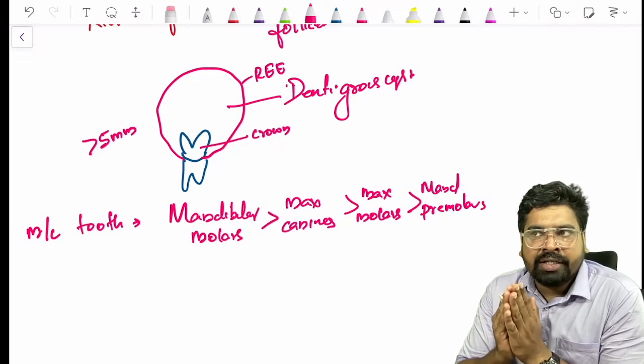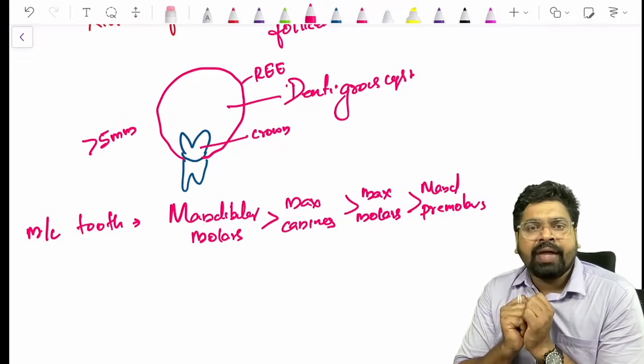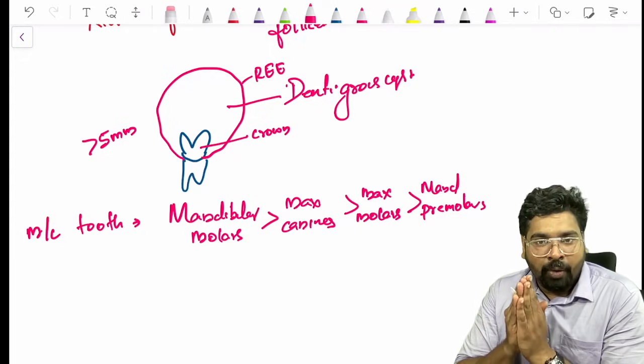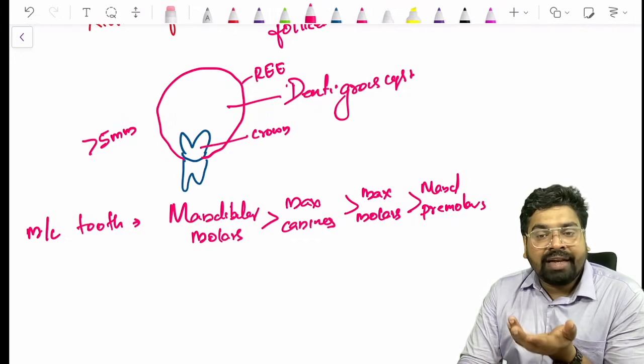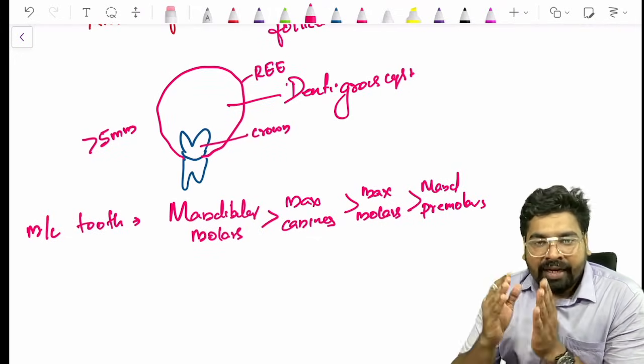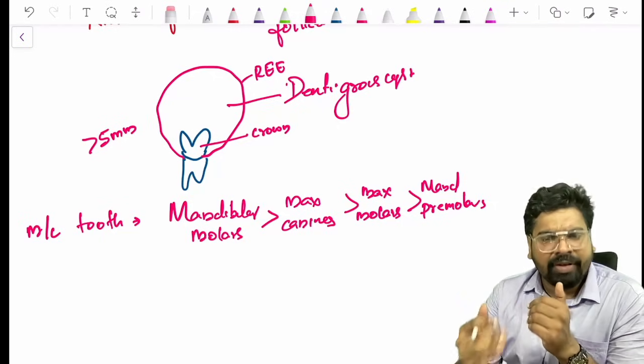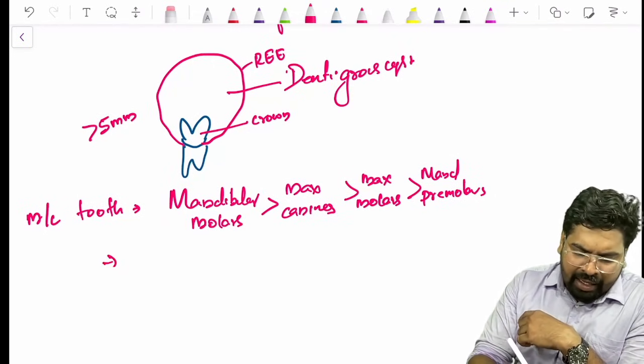In one NEET paper, there was a question: which among the following statements is true regarding dentigerous cyst? So they ask statement based questions. It commonly occurs in the mandibular molars. Yes, that's a true statement.